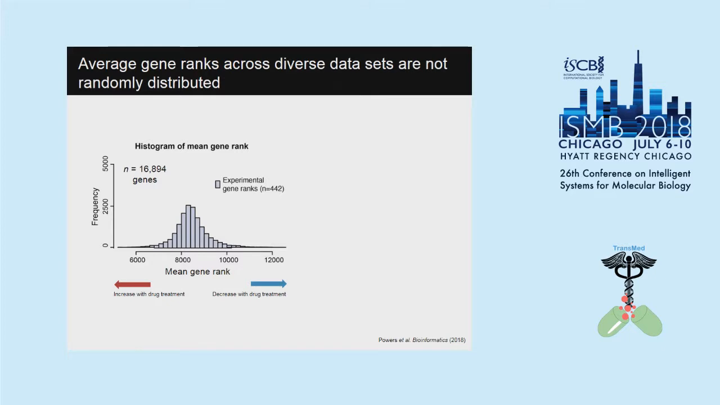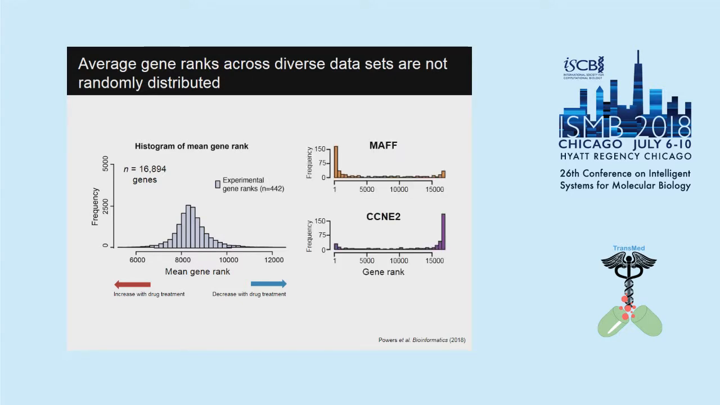We can see that this distribution centers around 8,000, which is about half of our ranked list, so that makes sense. And I pulled out the genes that had the highest and lowest mean gene rank as well, just to investigate. What we can see is that the gene that was most frequently increased with drug treatment across this wide variety of experiments was MAF, a transcription factor involved in detoxification and response to oxidative stress. On the other hand, the gene that was most frequently decreased in response to drug treatment was cyclin E2, which is highly expressed during the G1 to S phase of the cell cycle.